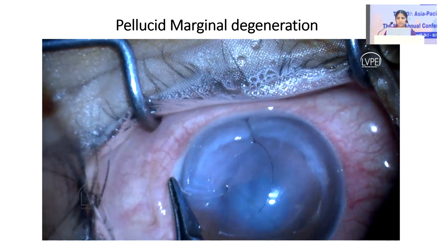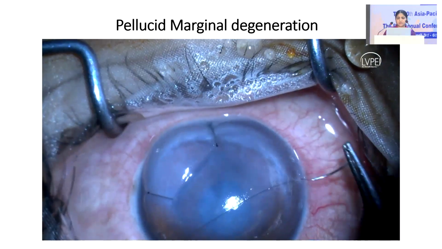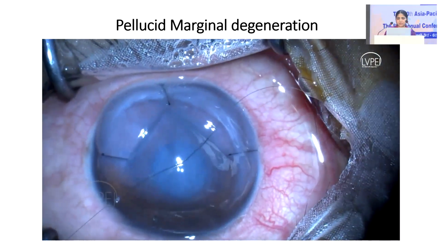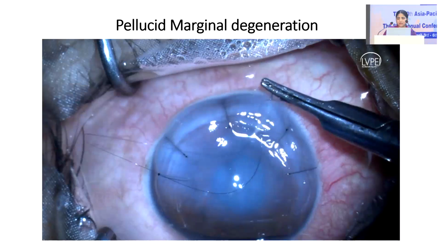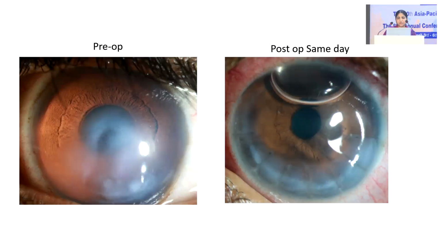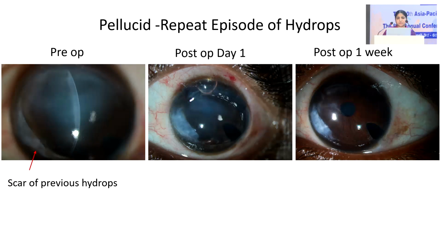Similar thing for pellucid marginal degeneration, where you have a tear in the periphery. The sutures are placed in a similar manner. And this is the pre-op and the post-op on the same day. We can see that a remarkable resolution happens. In pellucid, there's one more advantage of placing the compression sutures: it gives a refractive outcome also, as the area of the ectasia is flattened, and you can achieve a very good refractive outcome following this procedure.